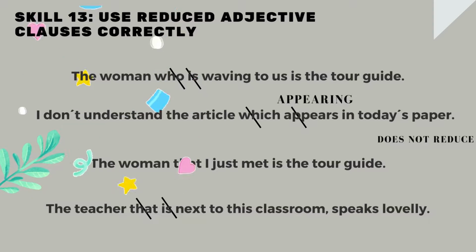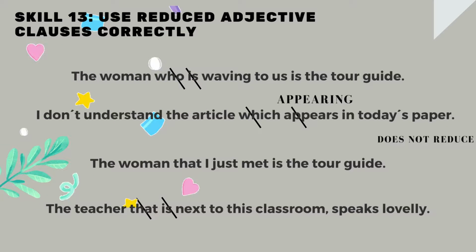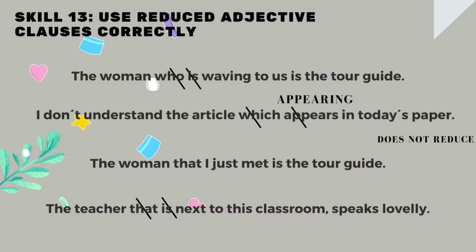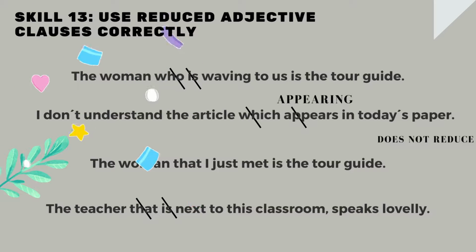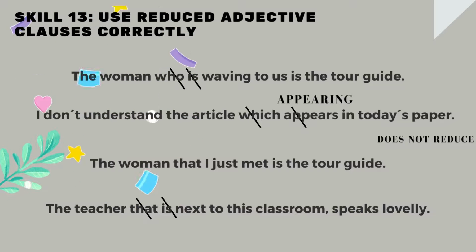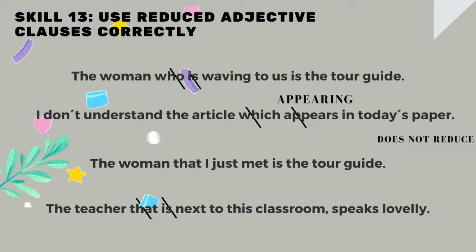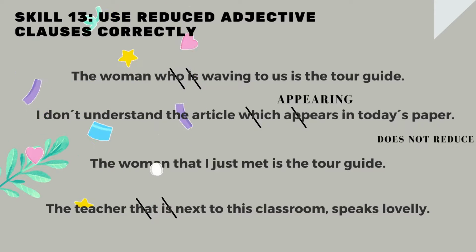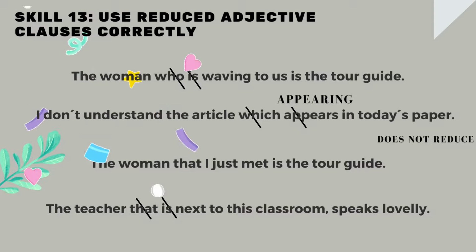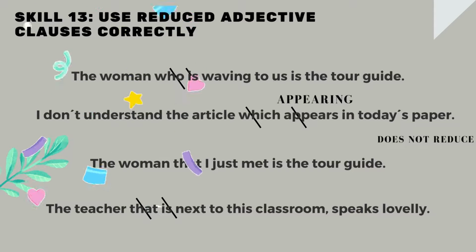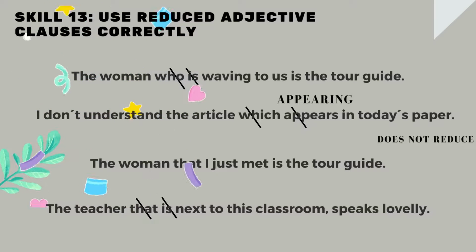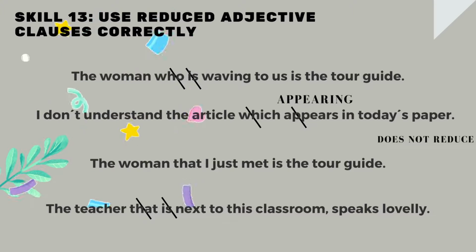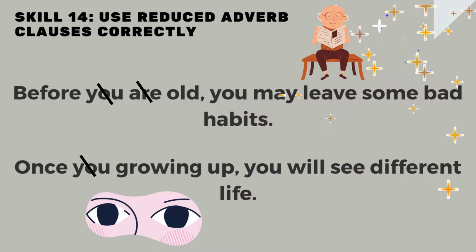If it has a subject, the adjective clause is not reduced. For example, the woman that I just met is the tour guide. And another example: if that she is removed, it becomes an appositive. For example, the teacher next to this classroom speaks lovely.